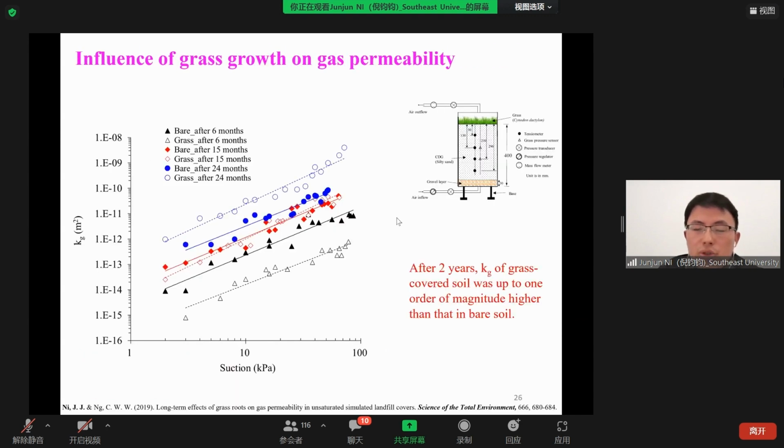Now, in terms of gas emission, vegetation growth also has a significant effect on the gas emission. For example, after years, the grass cover gas emission can be up to one order of magnitude higher than the bare soil. This is about the growth effect.